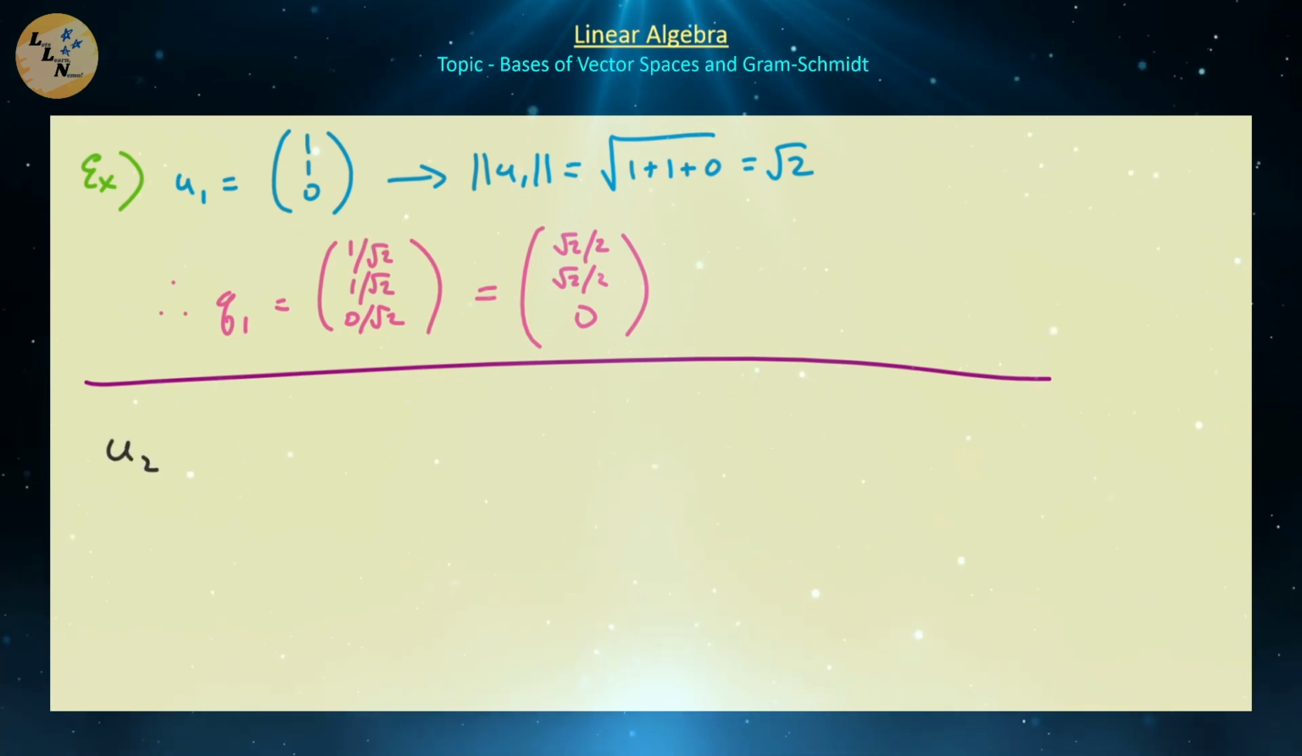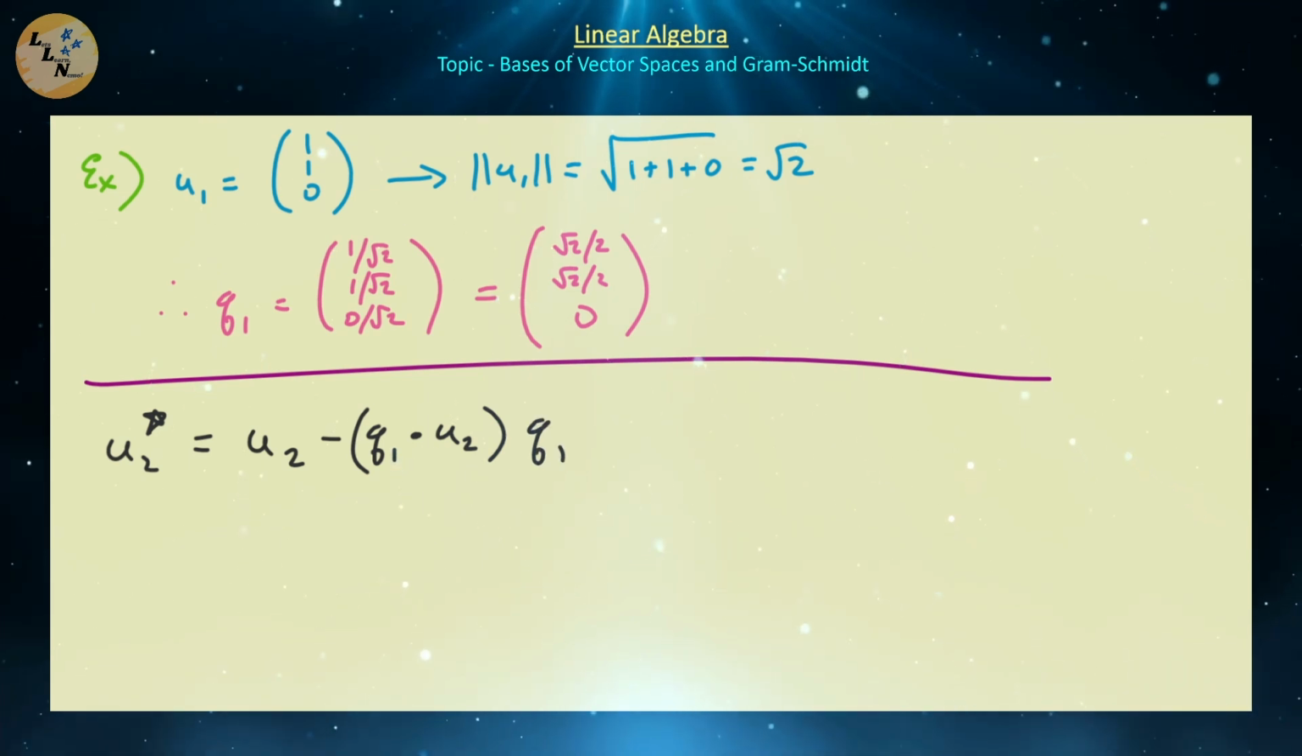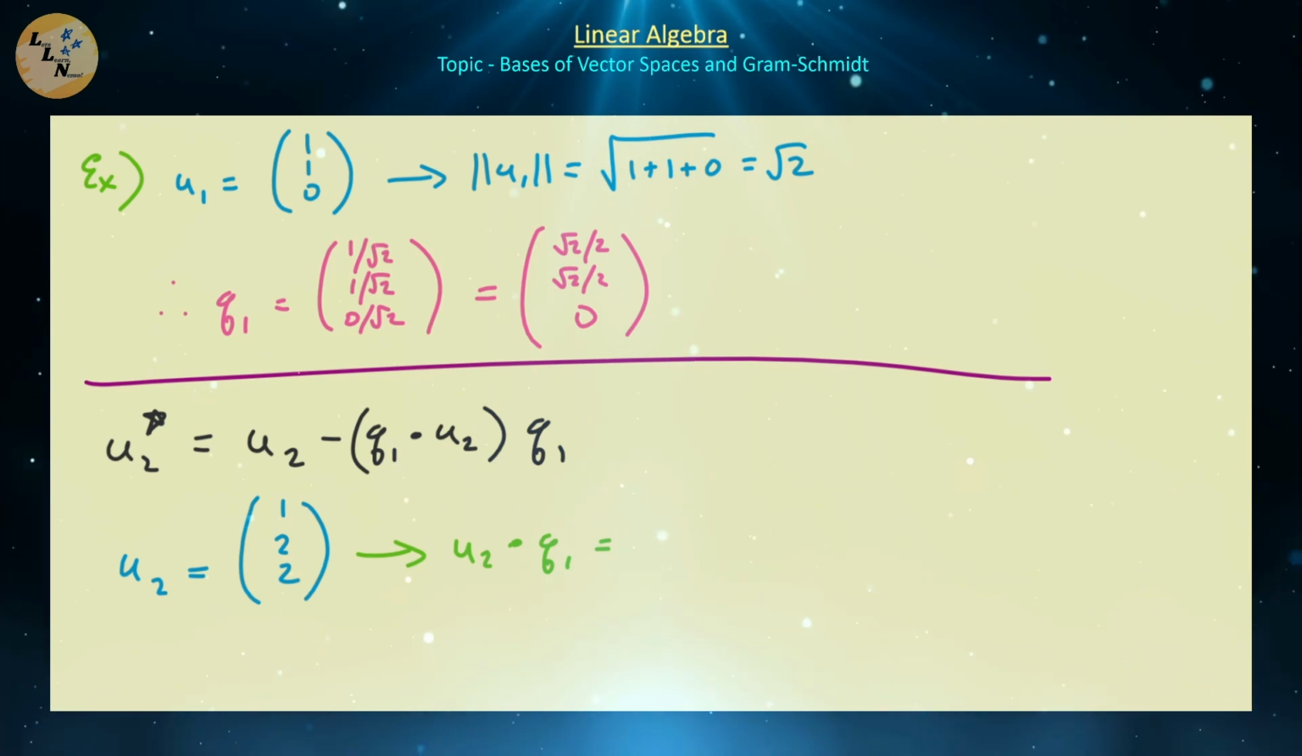Now we're going to find our U2 star, which by definition is equal to U2 minus the dot product of Q1 with U2 times Q1. Let's recall what U2 was. U2 was the vector 1, 2, 2. Now we need to find the dot product of U2 with Q1, or you could do the dot product of U2 with U1 and then come back. That's perfectly okay. So if we do U2 dot Q1 directly, that's going to be equal to what?